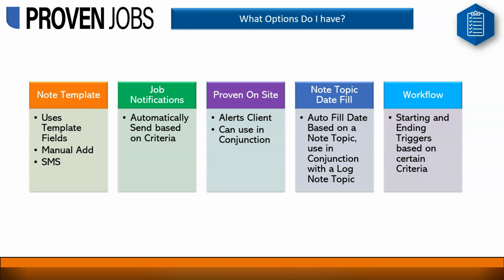In addition, we do have our workflow starting and ending triggers. For more information on all these automation options in detail, please look to our Proven Academy or our help library. Note templates, job notifications, and a note topic date field is included in our automations course. Our Proven On-Site has its own dedicated course as well as our workflow course. Additionally, look for future Proven Learning webinar series dedicated to these topics, as well as our company's YouTube channel.